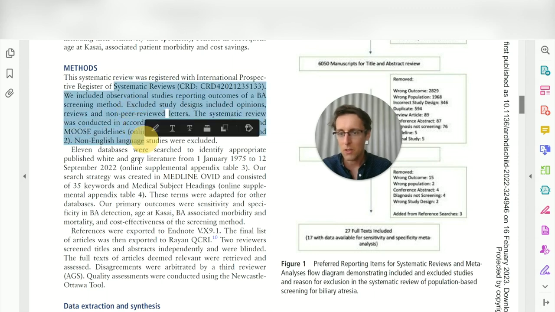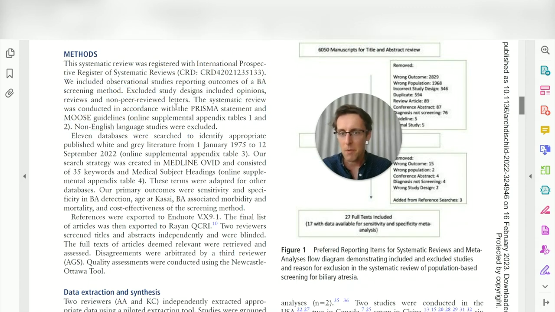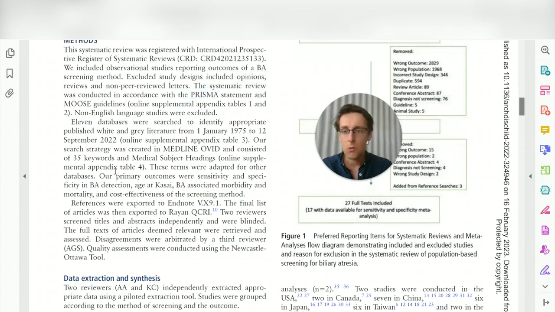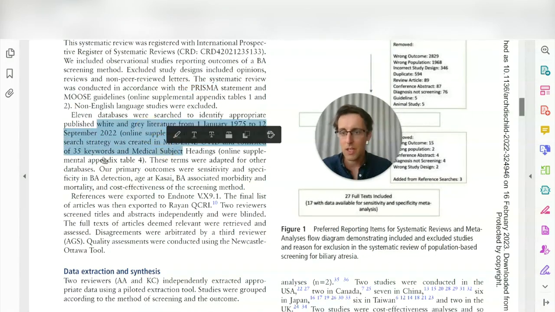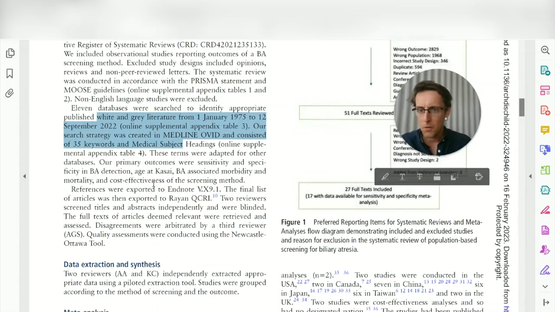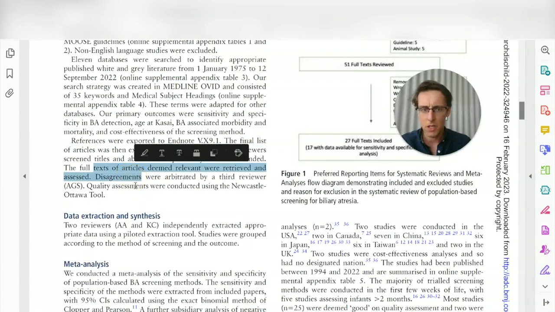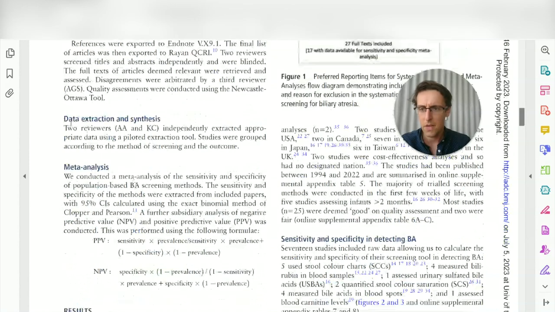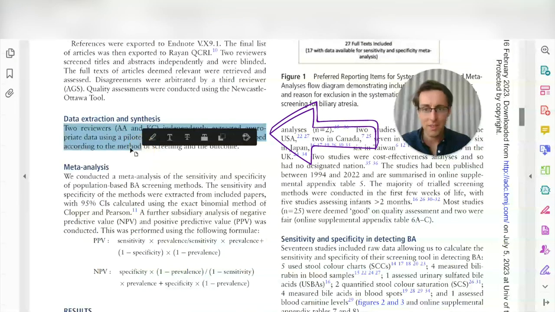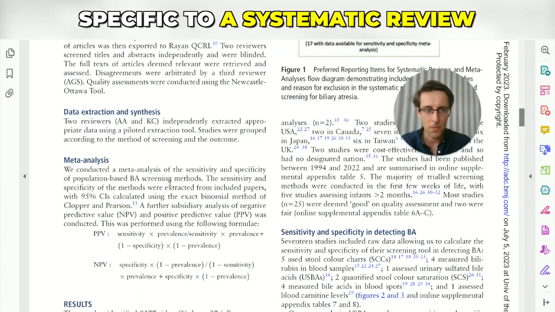They talk about which studies were included, and again, they use PRISMA as well to do that, which databases were searched, which keywords as well, and how the references were exported and analyzed and what was done with the full text. Okay? And then we also have data extraction and synthesis, how that was done, and this is specific to a systematic review. Okay?